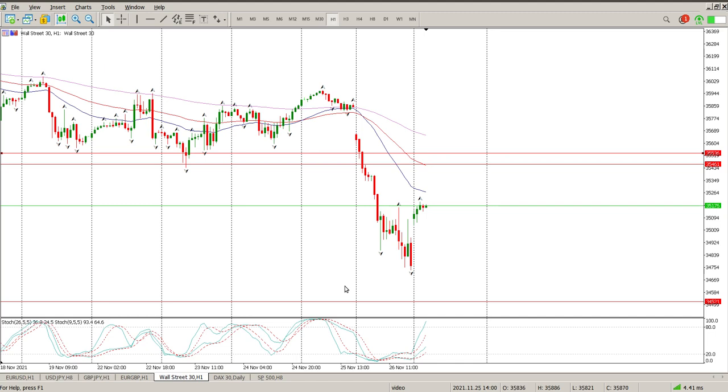I suspect it's going to be volatile. There's so much noise at the moment about this new strain of the COVID virus that nobody really knows what's going on. So that will overflow into the markets as well.